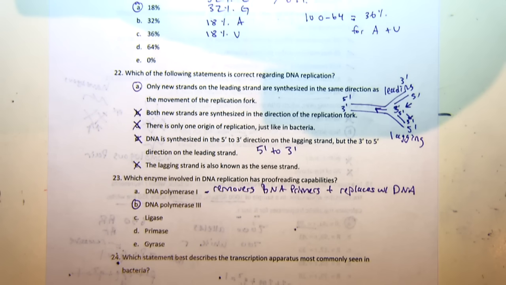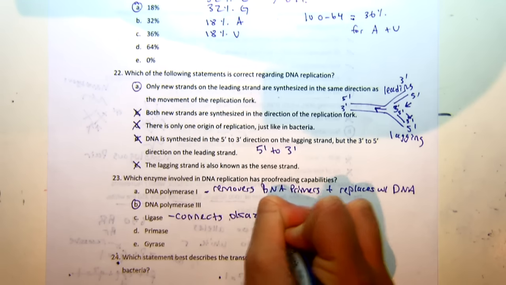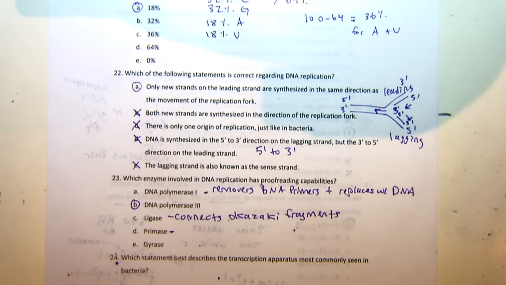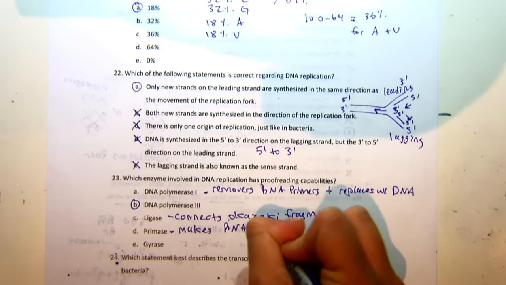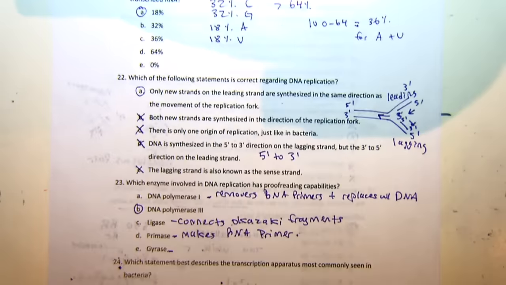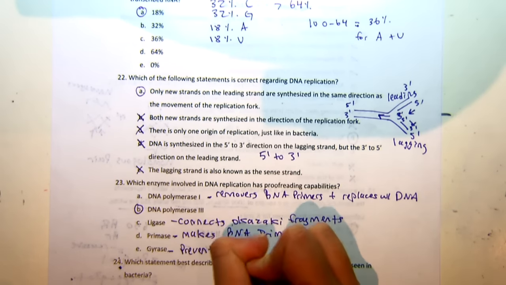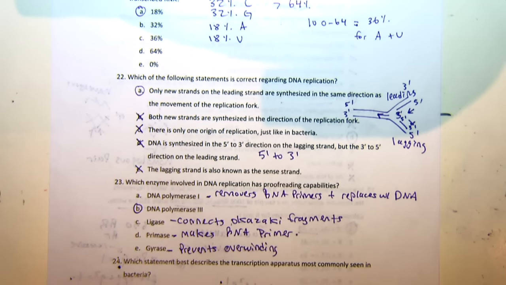And what does ligase do? Connects the Okazaki fragments. What does primase do? It makes the RNA primer. And what does gyrase do? Prevents overwinding. So cool. We got a review of some of the other enzymes we use in DNA replication also.